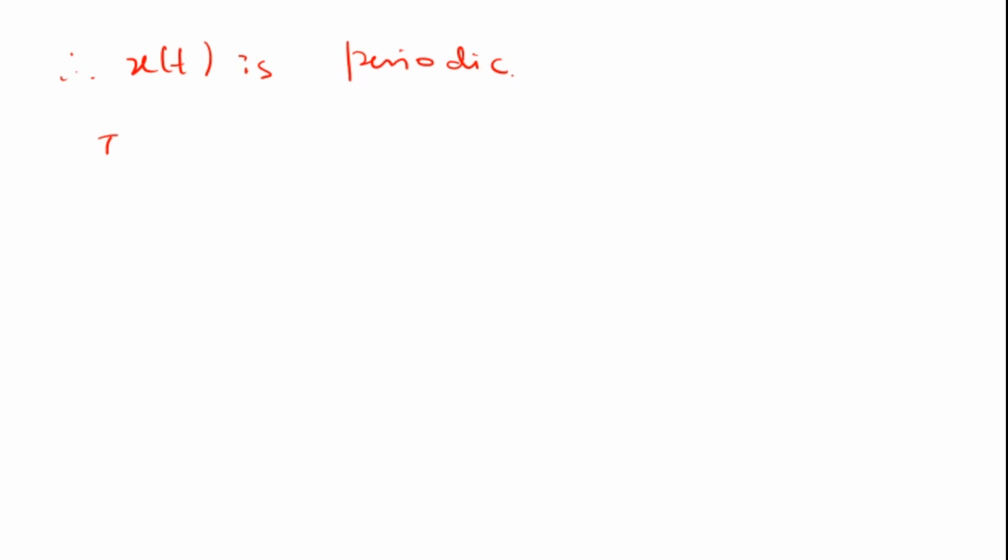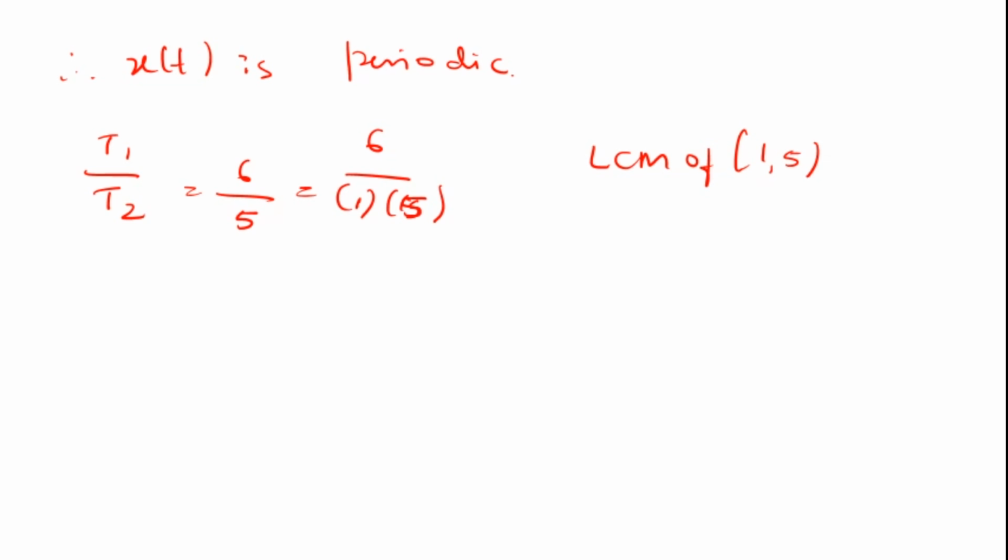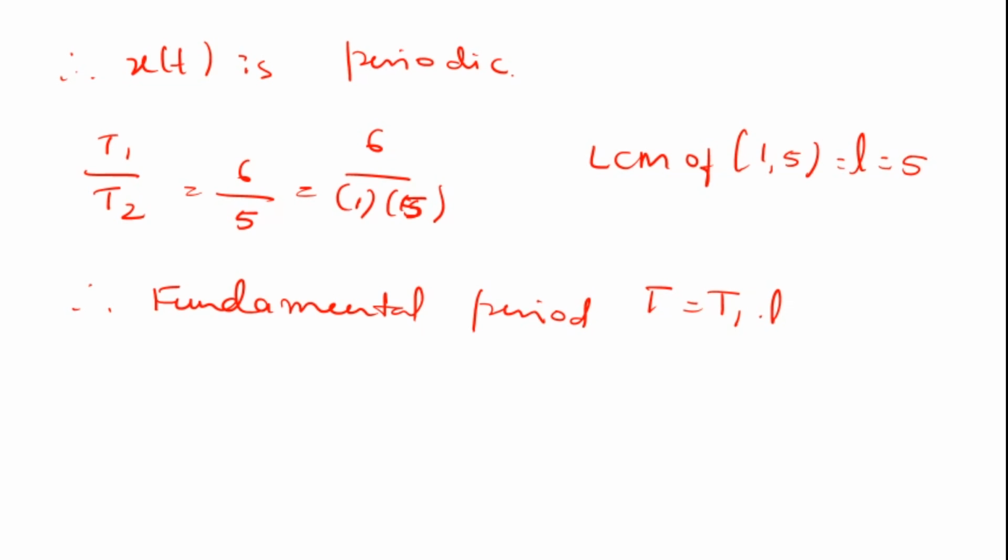Then T1 divided by T2 is equal to 6 by 5, which I can write as 6 divided by 1 into 5. Then the LCM of 1 and 5, L, is equal to 5. Therefore, fundamental period T is equal to T1 into L, which is equal to 2 divided by 5 into 5. The answer is 2.